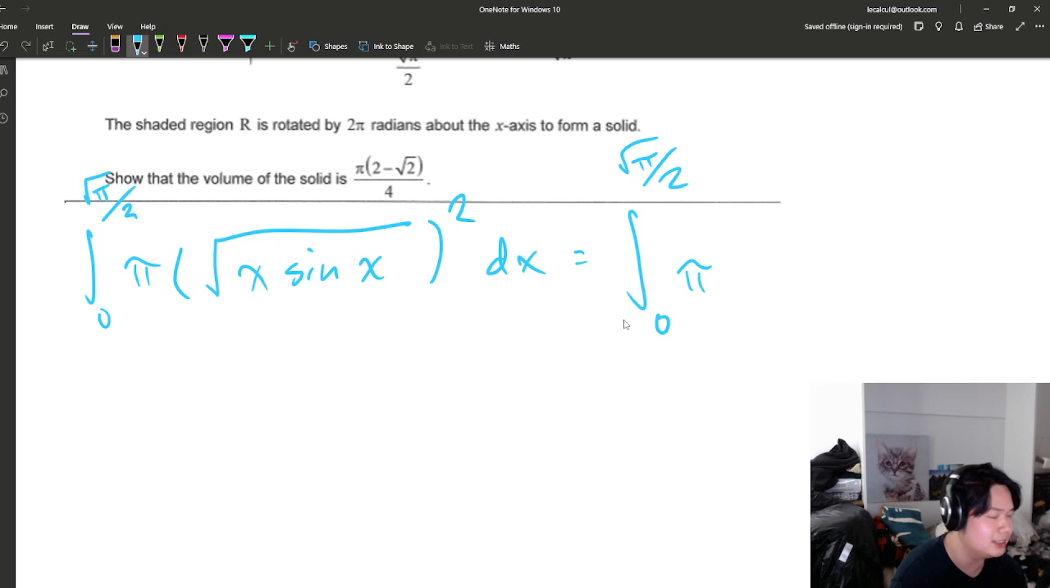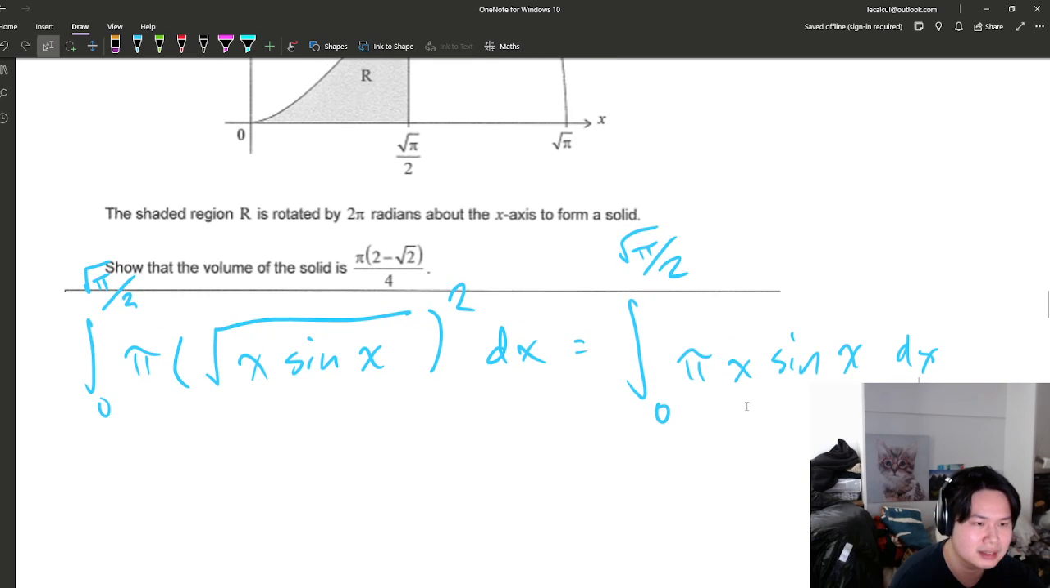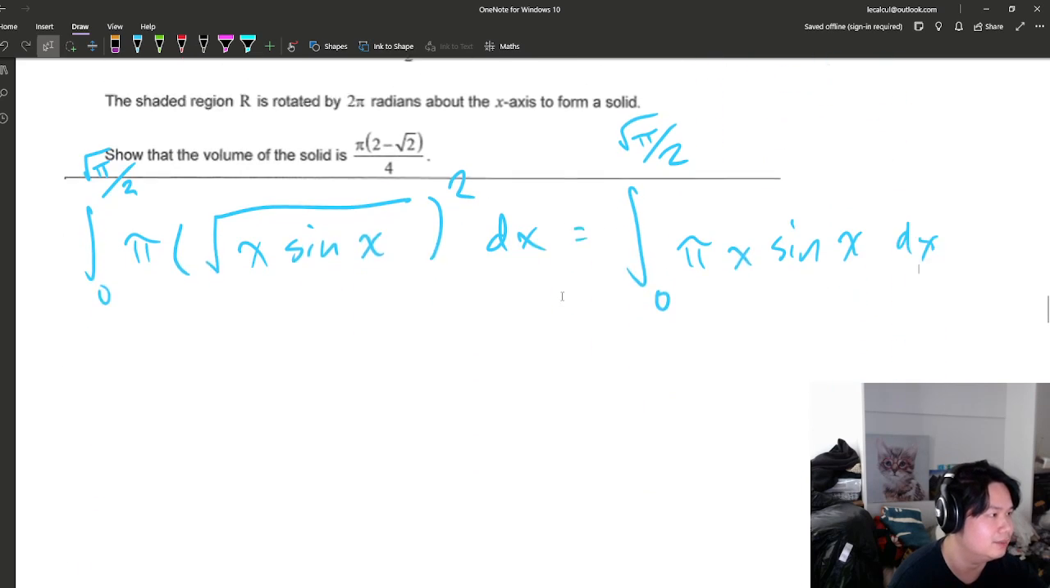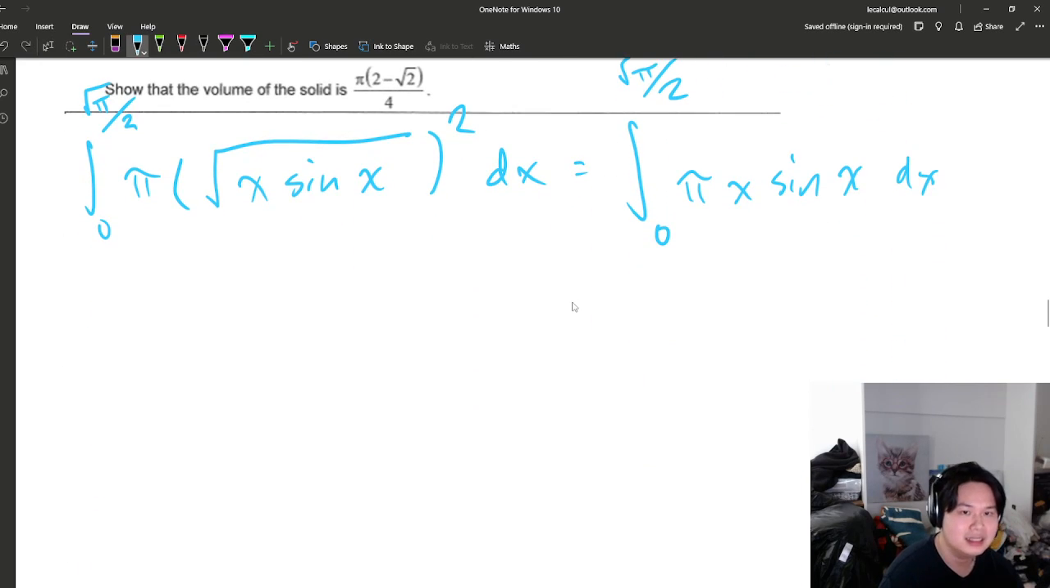Okay, so the square and the square root cancel out. That's nice. And then, oh, how am I supposed to integrate this? I could do by parts. Oh shoot, there's a squared here. Okay. See? I'm going to make mistakes. Okay, that makes this a lot easier then to integrate.